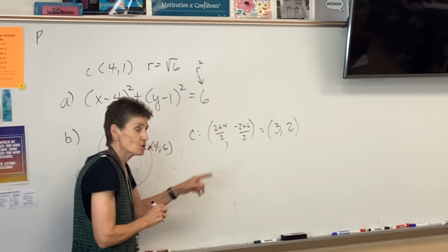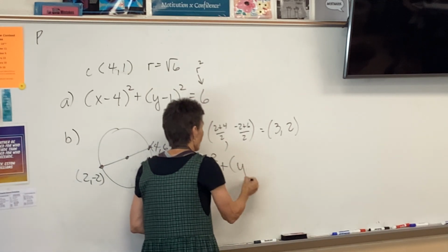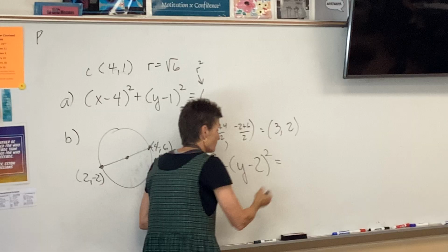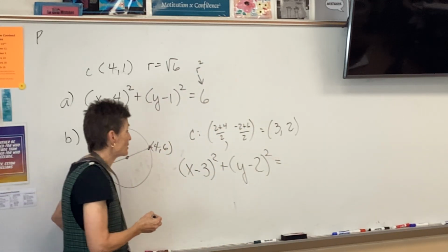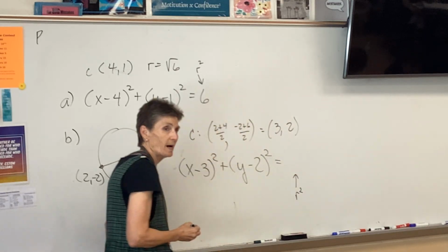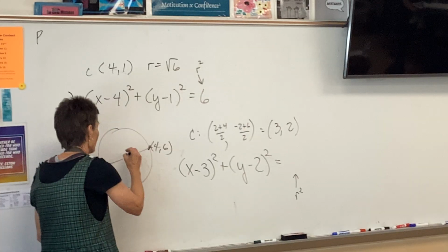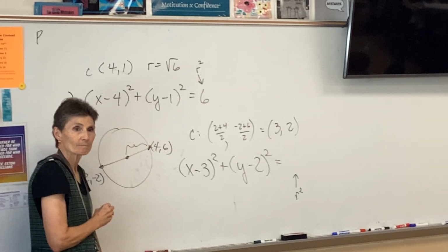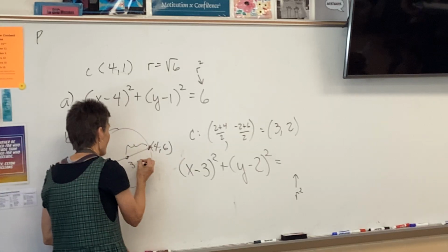So I know my equation is going to be (x minus 3) squared plus (y minus 2) squared. I just have to figure out what it equals. I know it's going to equal r squared. I just need to find the radius, and that will be right here. So how will I find my radius?